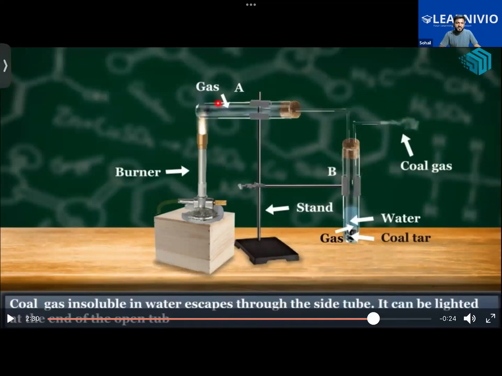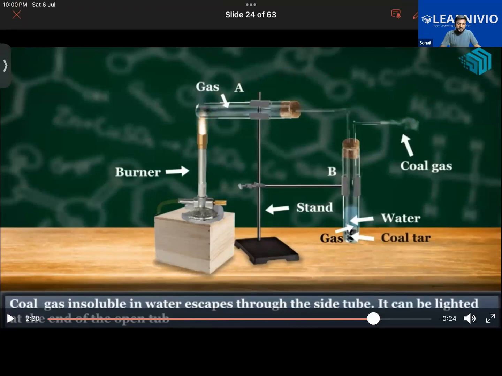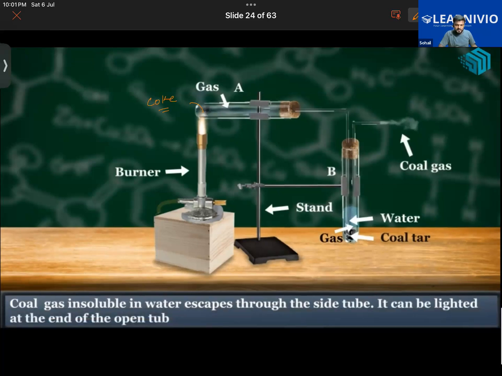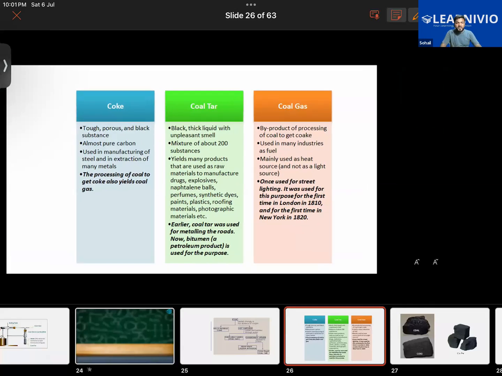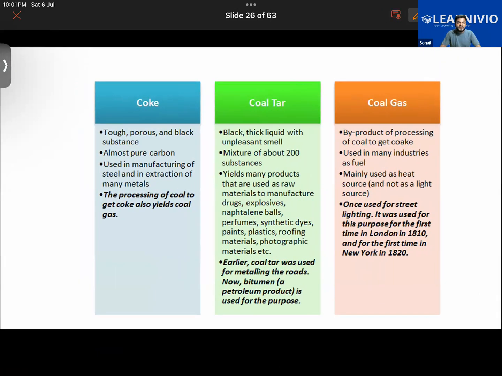But what about this coal sample that we initially took? What does it convert into? Coke. That converts into coke, which is almost the purest form of carbon. Now let us learn about the uses of these three components which we have obtained from destructive distillation of coal.